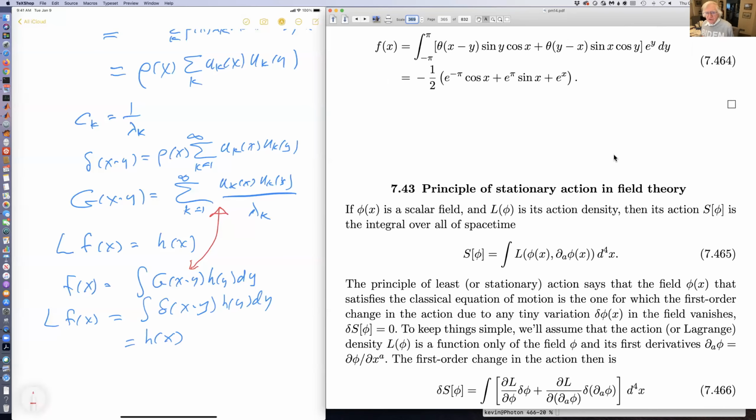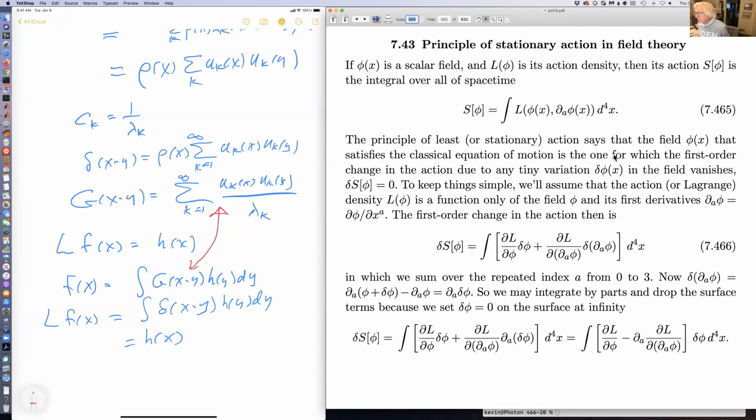Let's now go on to things that are really important in physics, namely the principle of stationary action in field theory. This is important in electrodynamics. It's important in any classical field theory and any quantum field theory, string theory, whatever. This principle of stationary action is just everywhere in physics.